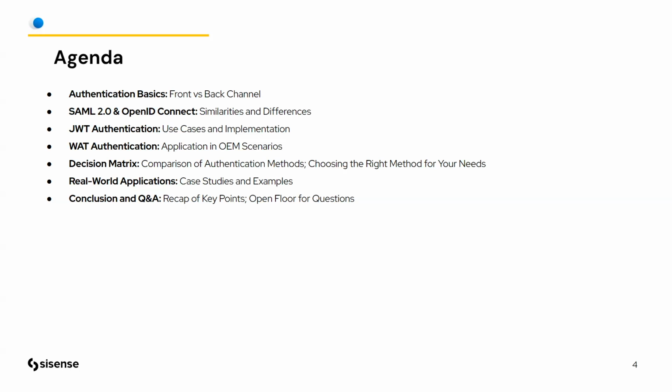Then I'll show you guys the giant decision matrix of how you can pick between all of these different methods. We could go over a couple of real-world applications, and then at the end, if you guys have any questions, we'll do some Q&A. But since you guys are able to unmute and whatnot, if I say anything that doesn't make sense, feel free to jump in and ask your question.